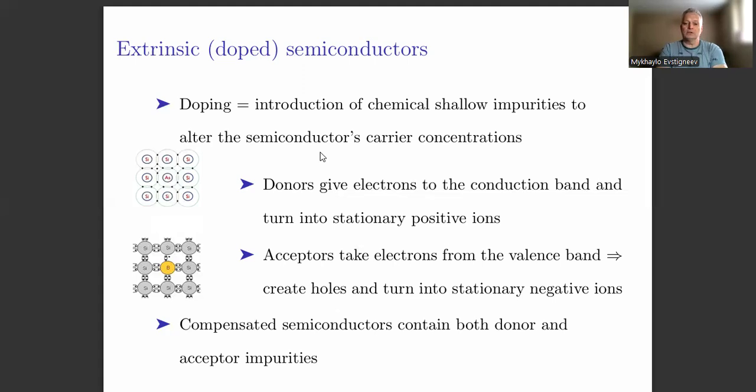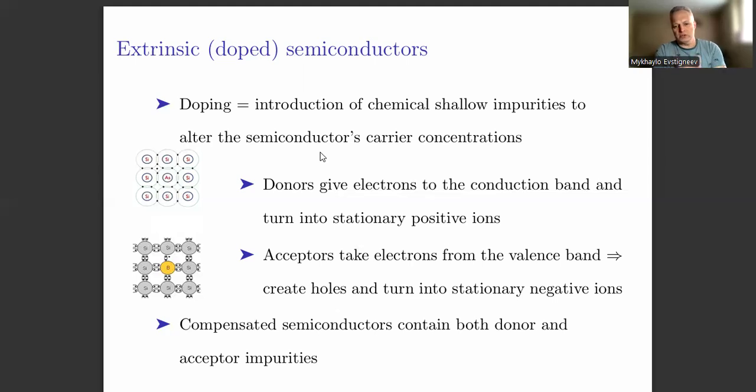So such atoms are called donors because they give electrons. Donner in French means to give, right? They give electrons. This type of doping is called donor doping. The semiconductor which is doped with donors is called the N-type semiconductor, N for negative. Its electrons become majority charge carriers.